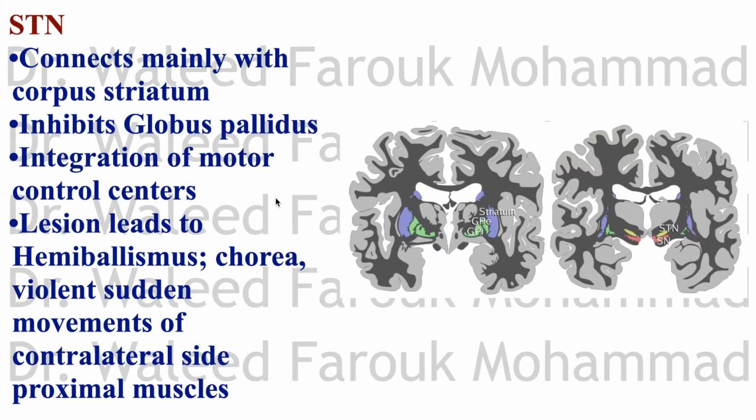The subthalamic nucleus connects mainly with the corpus striatum, which is the anterior end of the putamen and the caudate nucleus. We'll study this in the basal ganglia. It inhibits the globus pallidus, which is part of the lentiform nucleus. A lesion leads to hemiballismus and chorea. These are abnormal, sudden, violent movements of the contralateral side, mainly of the proximal muscles, meaning the big muscles.